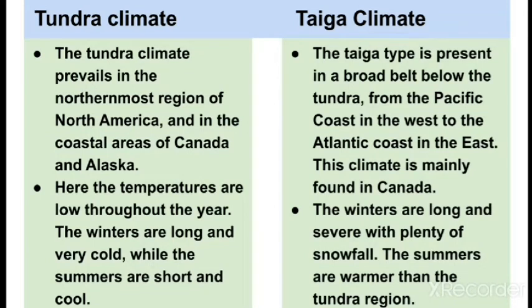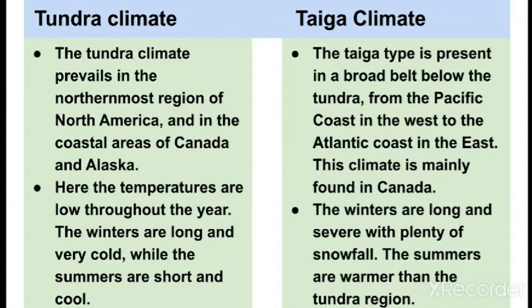Next, differentiate between tundra climate and taiga climate. So in the tundra climate you'll write the tundra climate prevails in the northernmost region of North America and in the coastal areas of Canada and Alaska. This is the first point in tundra climate. In the second point you'll write here the temperatures are low throughout the year. The winters are long and very cold while summers are short and cool.